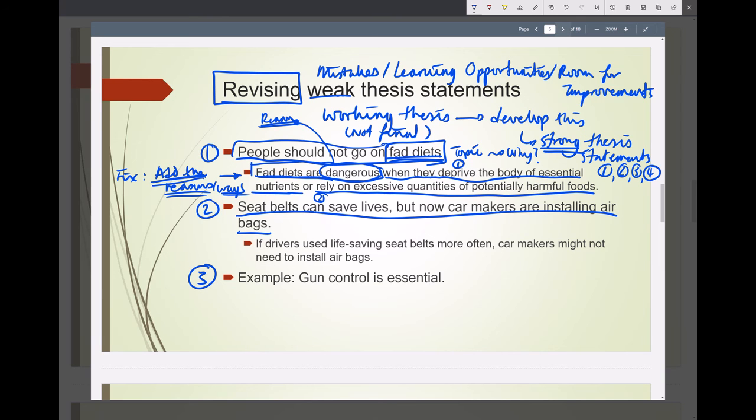Seatbelts can save lives, but now car makers are installing airbags. Well, this one has two possible topics. One, seatbelts. That could be a topic, so we call this topic one. Another topic could be airbags.